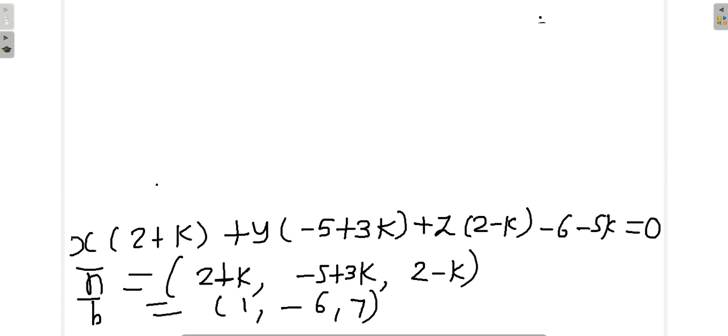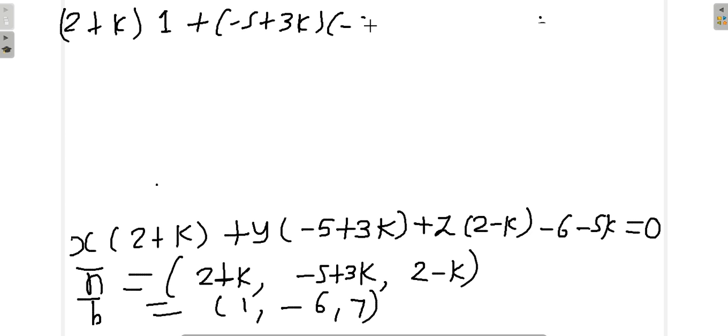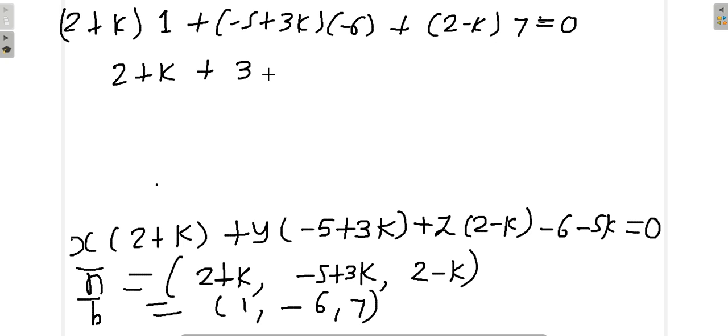So n bar dot b bar equal to 0 gives me 2 plus k into 1 plus minus 5 plus 3k into minus 6 plus 2 minus k into 7, that is 2 plus k plus 30 minus 18k plus 14 minus 7k.